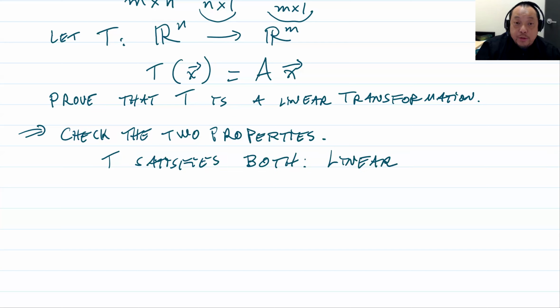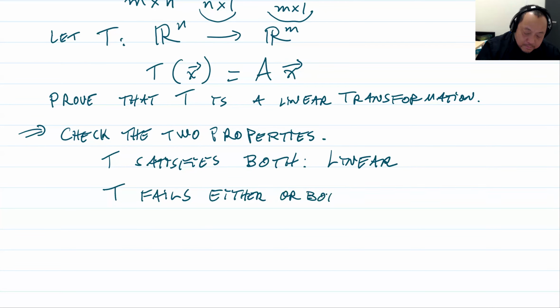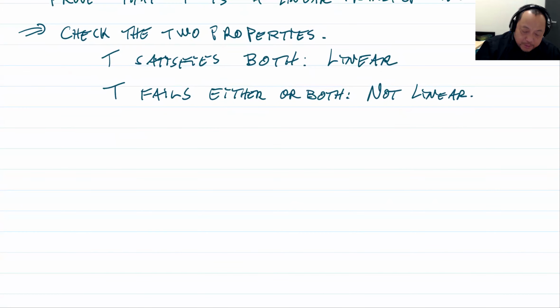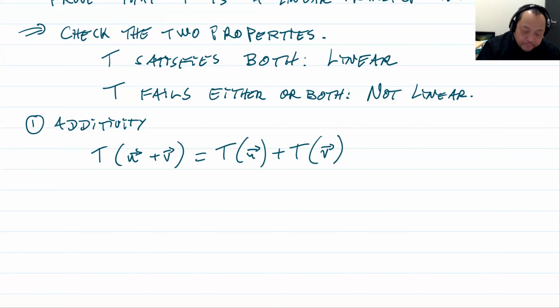If T satisfies both of them, it's linear. Otherwise, if it fails one or the other or both, it's not linear. Let's first check property 1. This is property 1 that I need to check. What is this left-hand side?